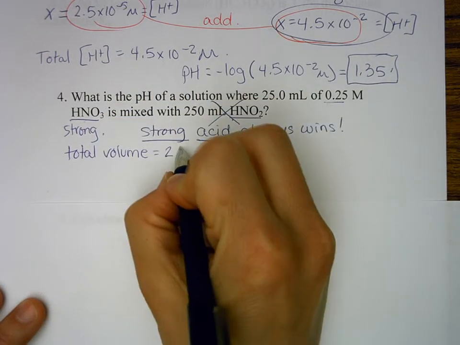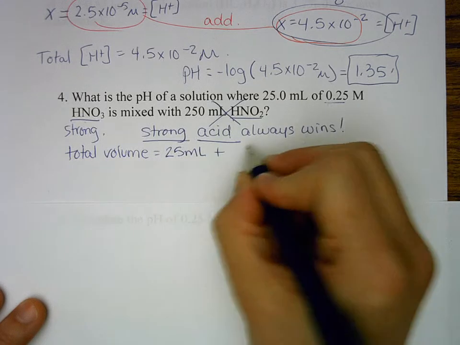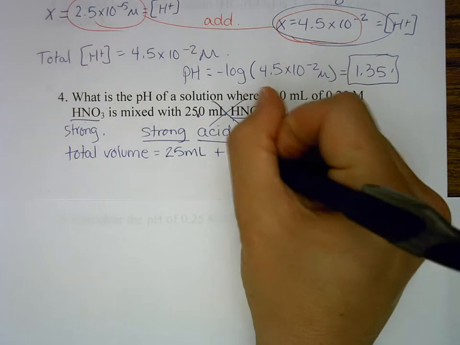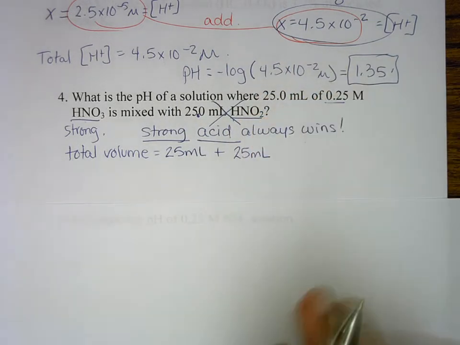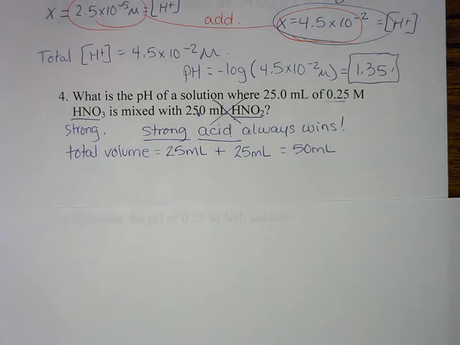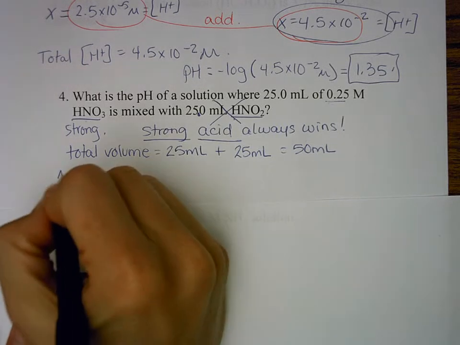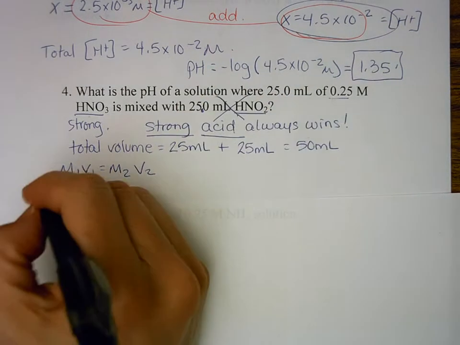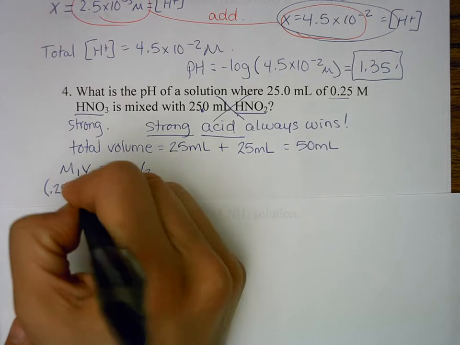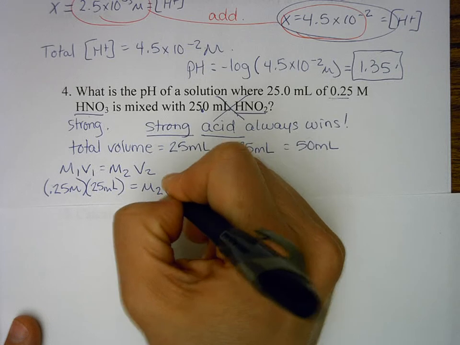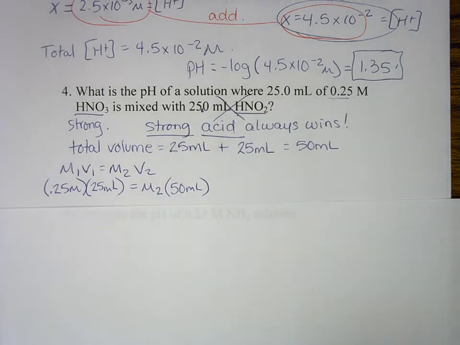And so in this case, I have 25 milliliters of nitric acid, plus 25 milliliters of nitrous acid, so my total volume is 50 milliliters. So then, in order to figure out what the concentration is of the nitric acid in that solution, I've got to do M1V1 equals M2V2. So I have my 0.25 molar concentration of the strong acid, 25 milliliters of it, and I want to figure out what's the new concentration in a 50 milliliter solution.